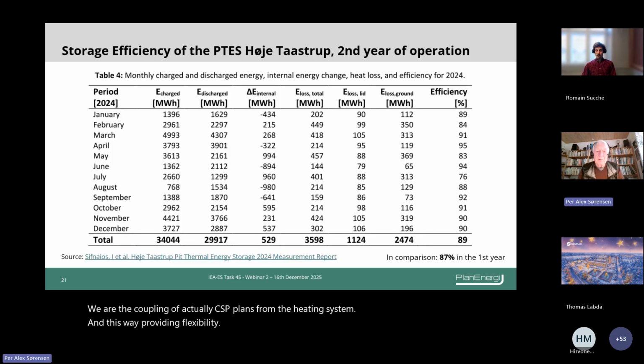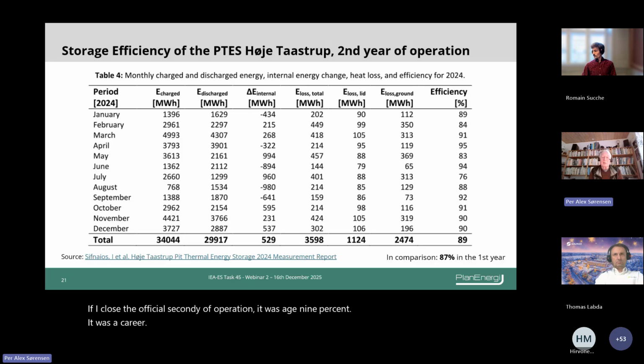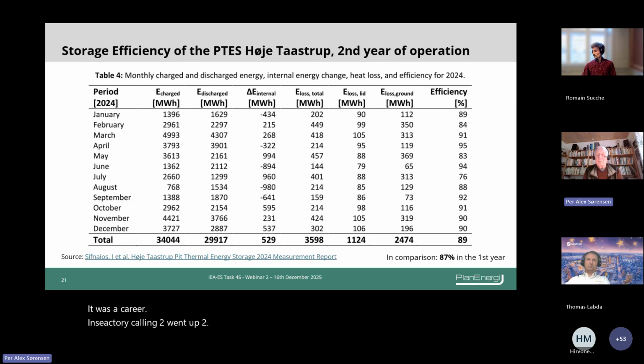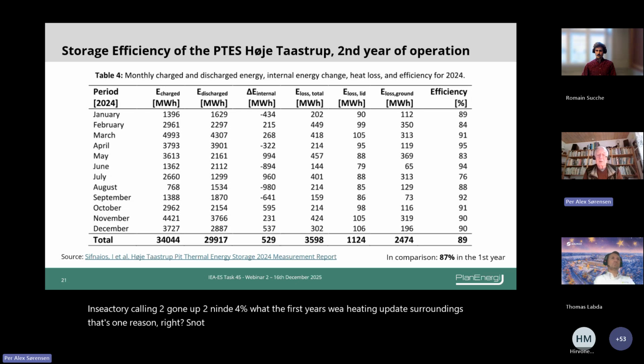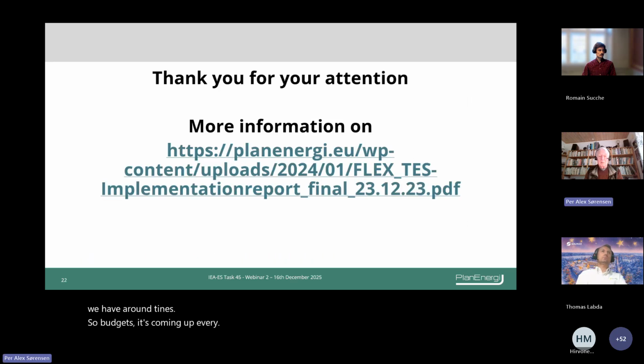If you look at the efficiency, second year of operation, it was 89% during the year, and it's actually calculated to go up to 95%. But the first years we are heating up the surroundings. That's one reason why it's not 95. Another reason is that we don't have 25 cycles, we have around 10 cycles. But it's coming up every year. So that was all from my side.